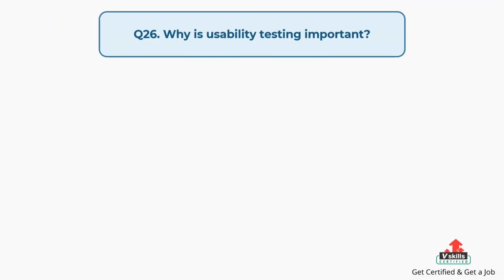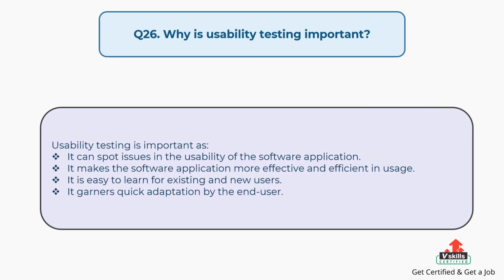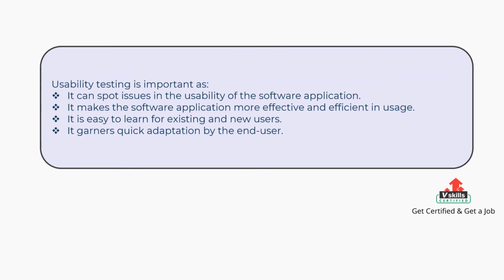Question number 26. Why is usability testing important? The answer is: usability testing is important as it can spot issues in the usability of the software application. It makes the software application more effective and efficient in usage. It is easy to learn for existing and new users. It garners quick adaptation by the end user.